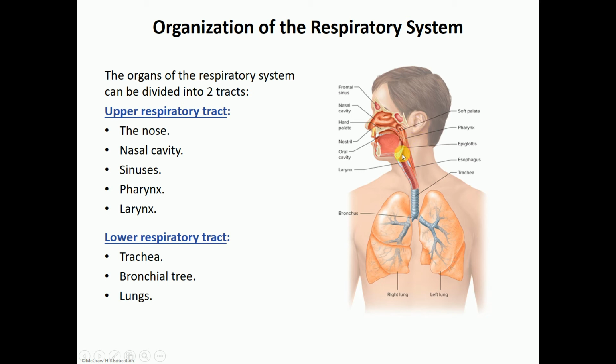But for air, the air would definitely go down the larynx, down to the trachea, and then the trachea starts to divide into bronchi. One primary bronchus on the right side and another primary bronchus on the left side. These 2 primary bronchi will then divide into secondary bronchi. Because the right lung has 3 lobes, there are 3 secondary bronchi on the right, while the left lung has 2 lobes, so we would have 2 secondary bronchi on the left side.